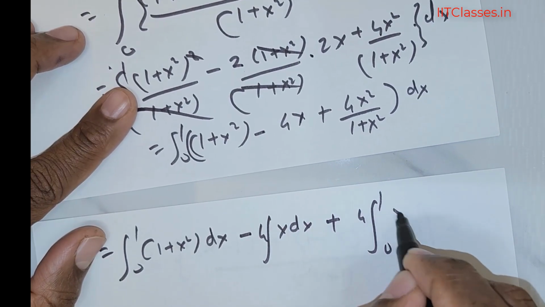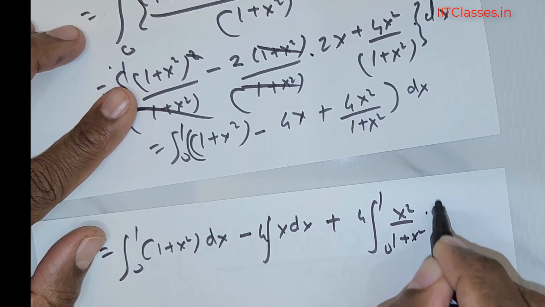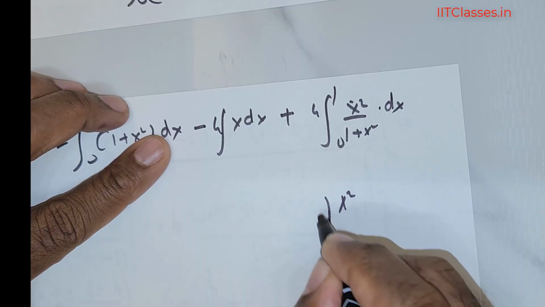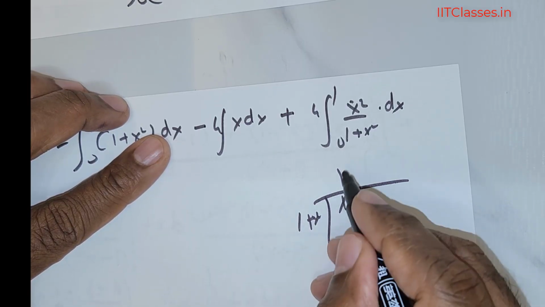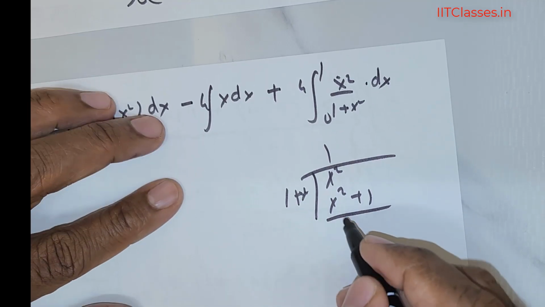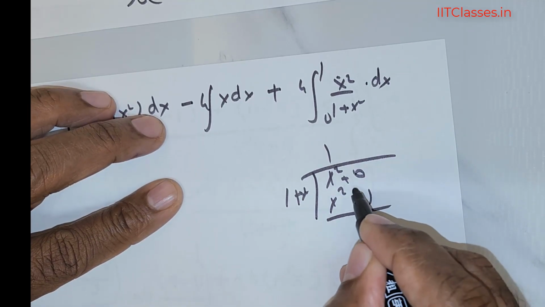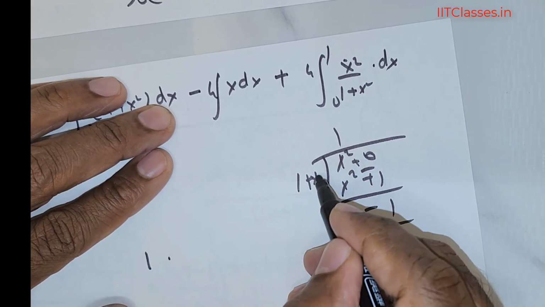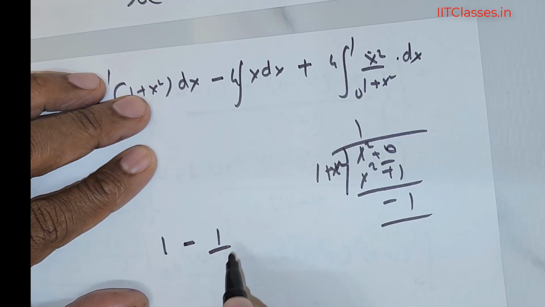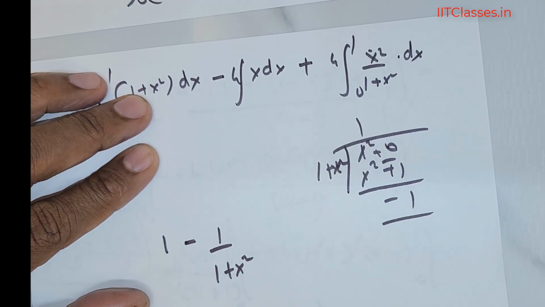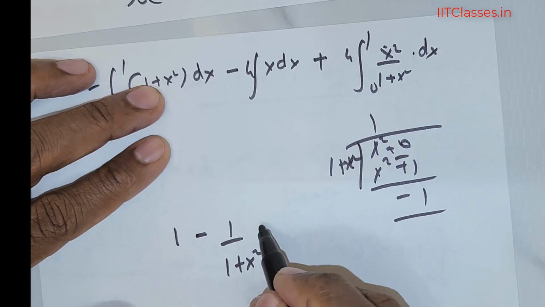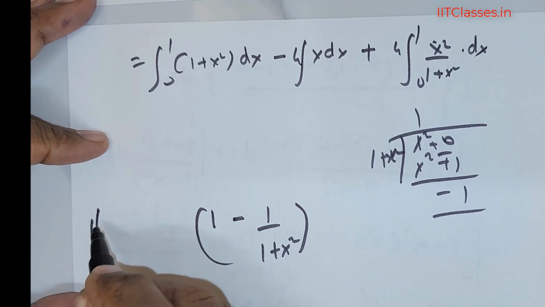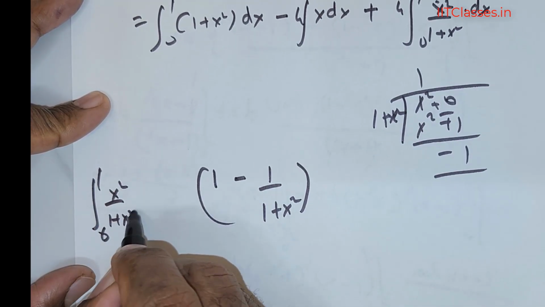But this is the integral we will have to do something about. So I'm going to take x^2 and divide by 1+x^2. So this is going to be x^2 + 1. I have a 0 there, change the sign, you get a negative 1. So it's going to be 1 - 1/(1+x^2). So that is the representation for 0 to 1 of x^2/(1+x^2) dx.